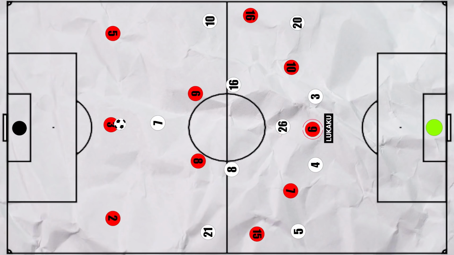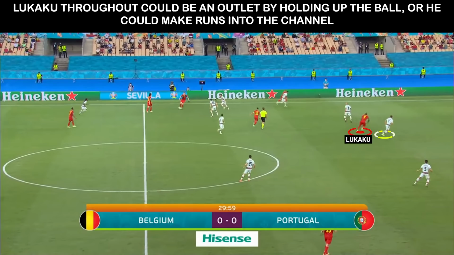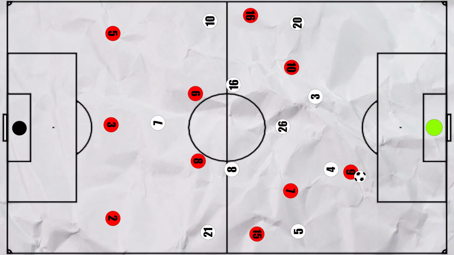But in Lukaku, Belgium also had an excellent target man, and with time on the ball, the centre-backs would either look to play it into him directly to flick on for a runner, or they could play it into the channels for Lukaku to chase. In fact, we see elements of this in the lead-up to Hazard's goal.